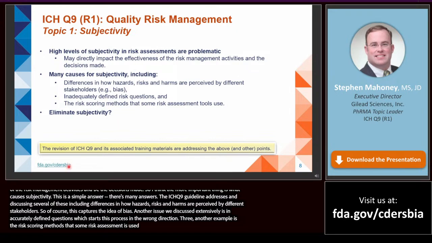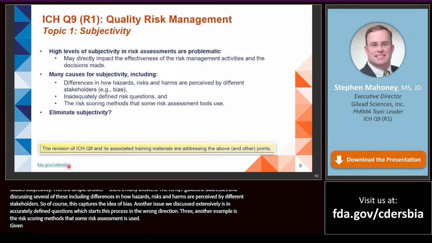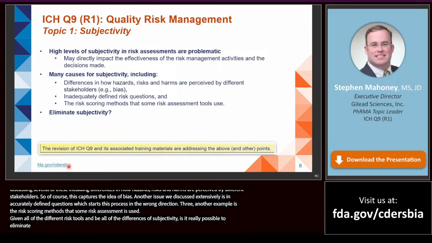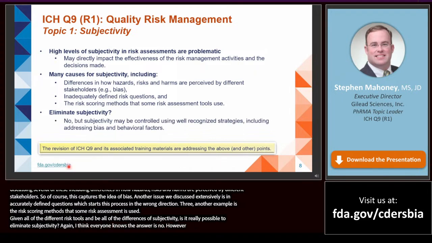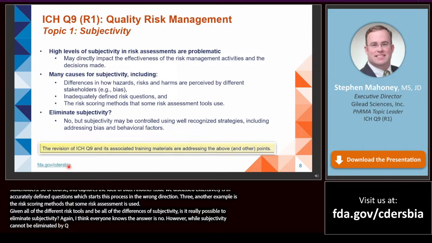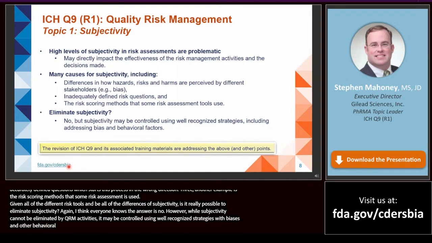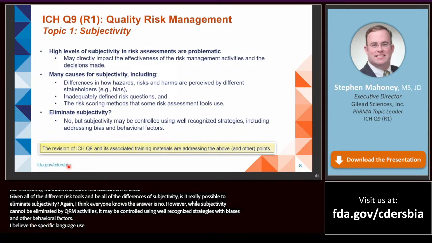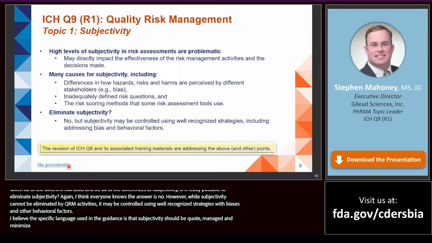Of course, given all these different risk tools and all these different causes of subjectivity, is it really possible to eliminate subjectivity? Well, again, I think everyone knows the answer is no. However, while subjectivity can't be eliminated from QRM activities, it may be controlled using well-recognized strategies, including addressing biases I mentioned earlier and other behavioral factors. I believe the specific language used in the Q9 guidance is that subjectivity should be, quote, managed and minimized. It's an important concept.